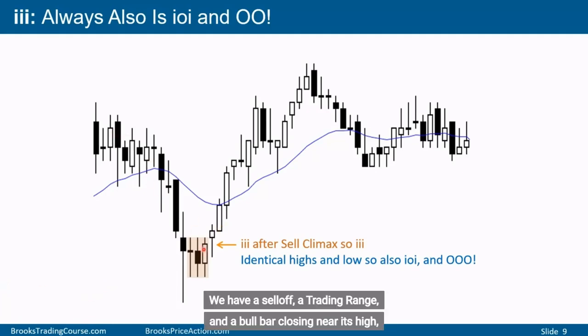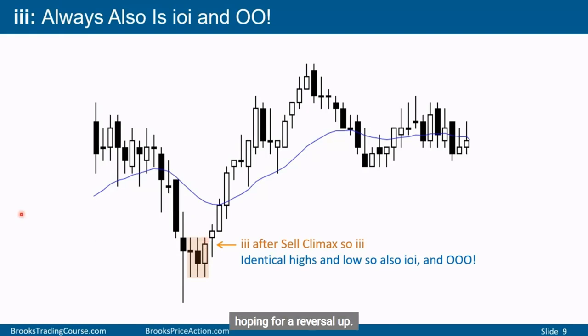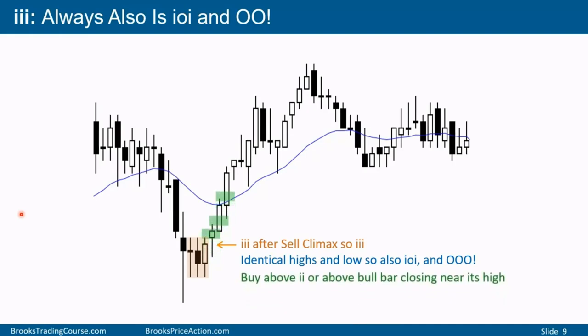We have a sell-off, a trading range, and a bull bar closing near its high. So traders will start to buy above bull bars closing near their highs, hoping for a reversal up. And you can keep buying all the way up.